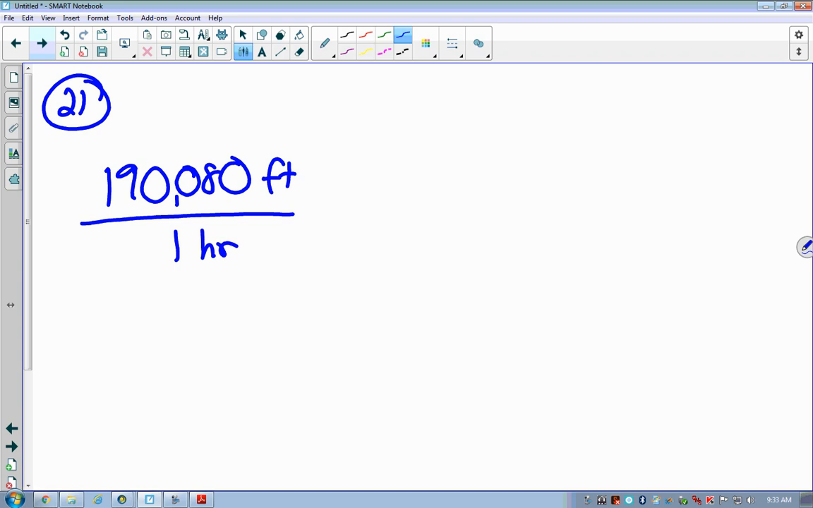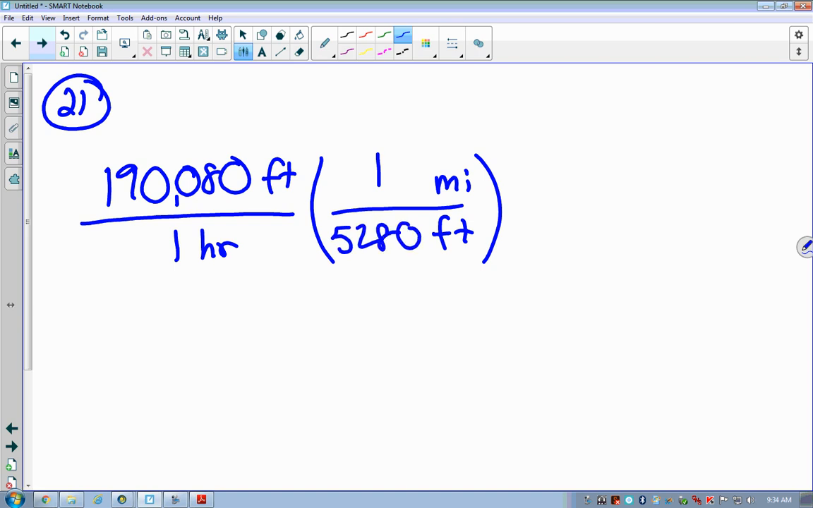Do I need to convert hours at all in this question? No, so I don't need to do that. We're just converting feet to miles. So what unit goes on the bottom? Feet. What unit goes on the top? Miles. What number goes on top? 1. What number goes on the bottom? 5,280, because there are 5,280 feet in 1 mile. The larger unit is going to get the number 1 in this case.